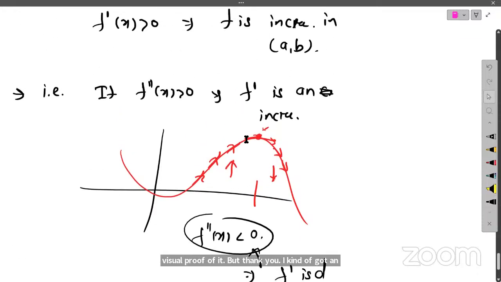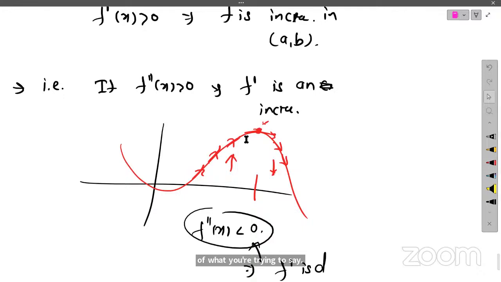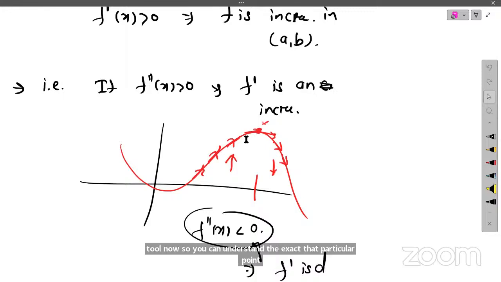Yeah. So what is the first point? This is the graph. Then the second derivative, if you put the graphing tool now, so you can understand the exact that particular point is traveling the curve.